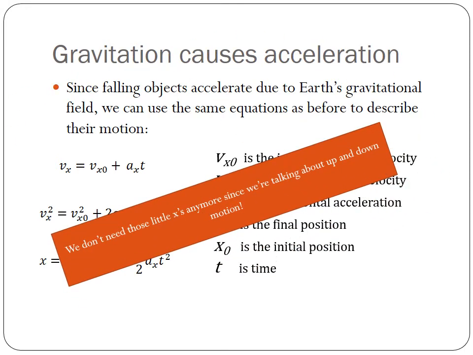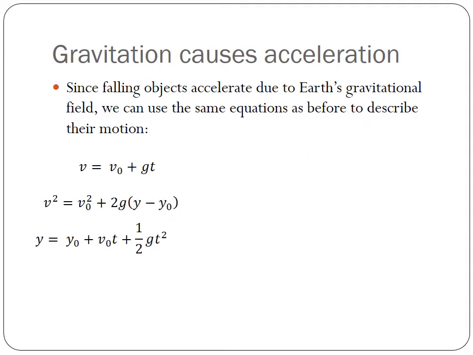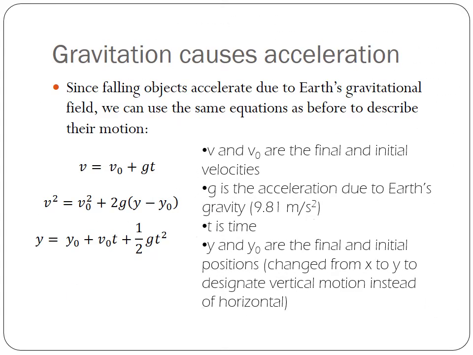So we don't need those little x's because we're talking about vertical stuff, not horizontal anymore. So let's get rid of those. And let's talk about these equations. Notice that the accelerations, the a's, change to g's because the acceleration due to Earth's gravity is what the acceleration is. So we'll just use the symbol g for that. And the x's change to y's. The way I remember this is that when we're talking about horizontal things, you'll use the x's for position, like the x-axis on a graph. When we're talking about things moving up and down, we're going to use the y's because that's the vertical axis on the graph. At least it makes sense to me.